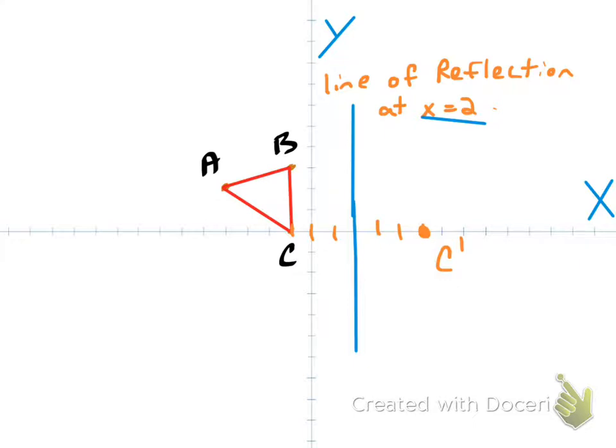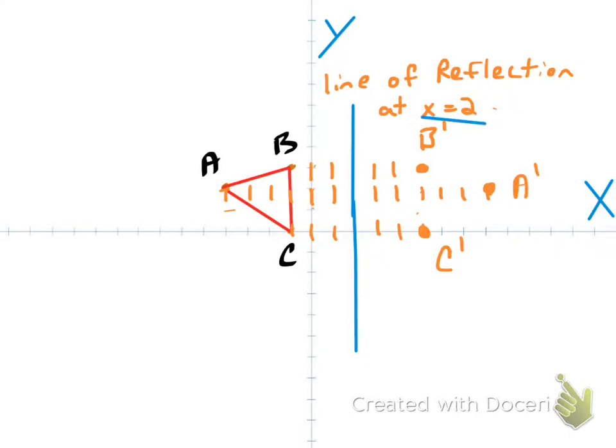Now B is the same way. It's at y equals 1, 2, 3, so I'm going to have to go up 1, 2, 3. As you can see, it's 1, 2, 3 away from the reflection line, just like over here. Alright, and A is 1, 2, 3, 4, 5, 6. So that's how many we have to go. 1, 2, 3, 4, 5, 6. Now it's at y equals 2, so we're going to put 2 here.